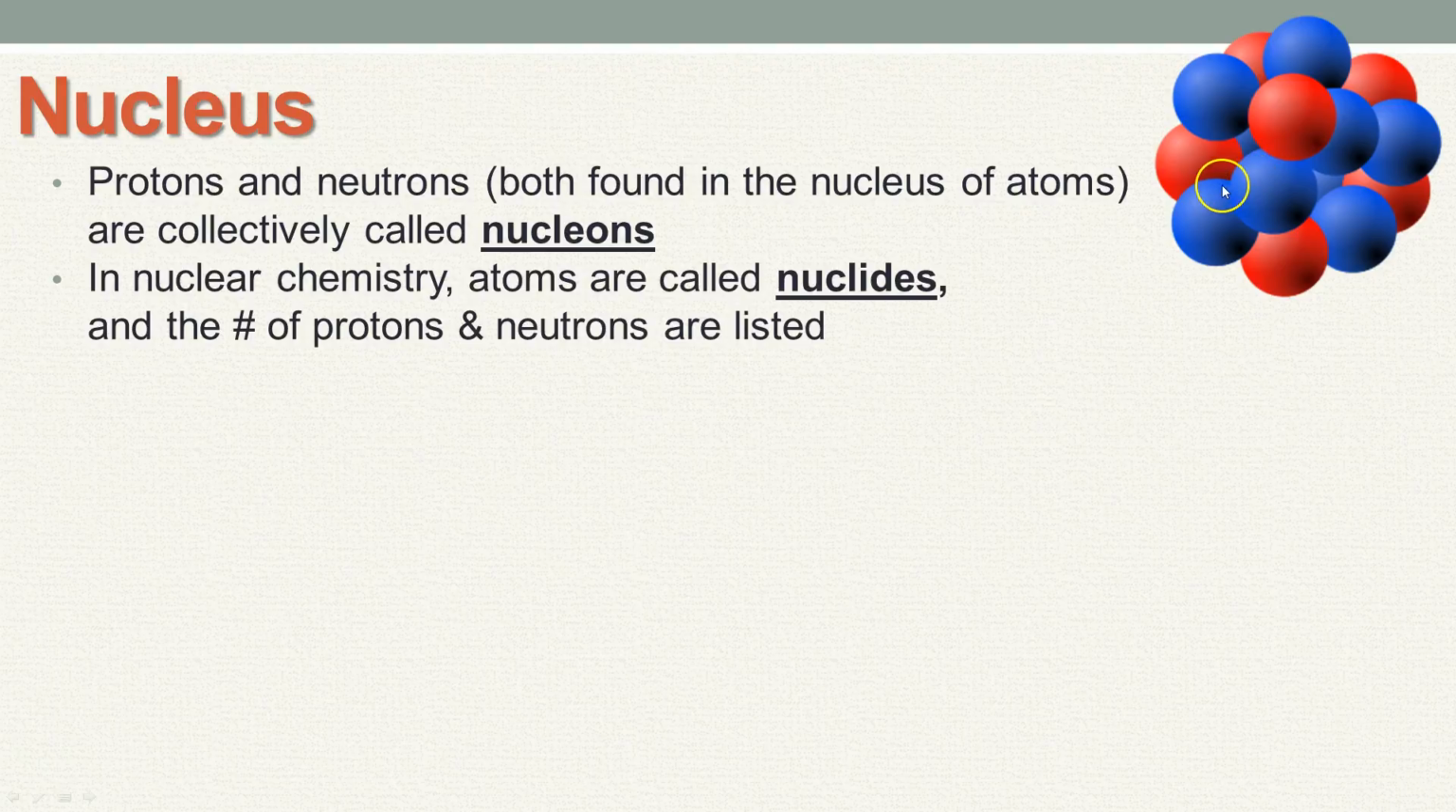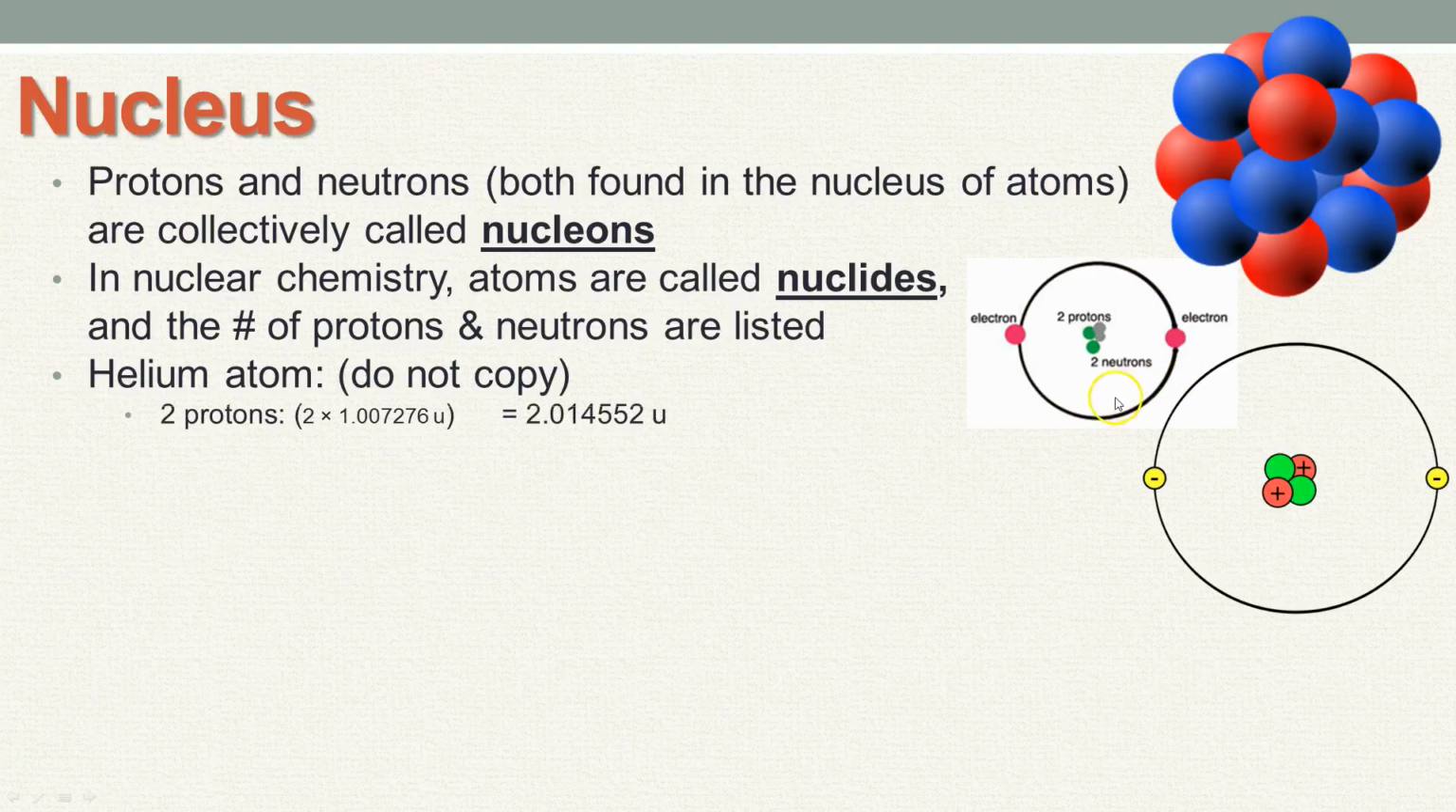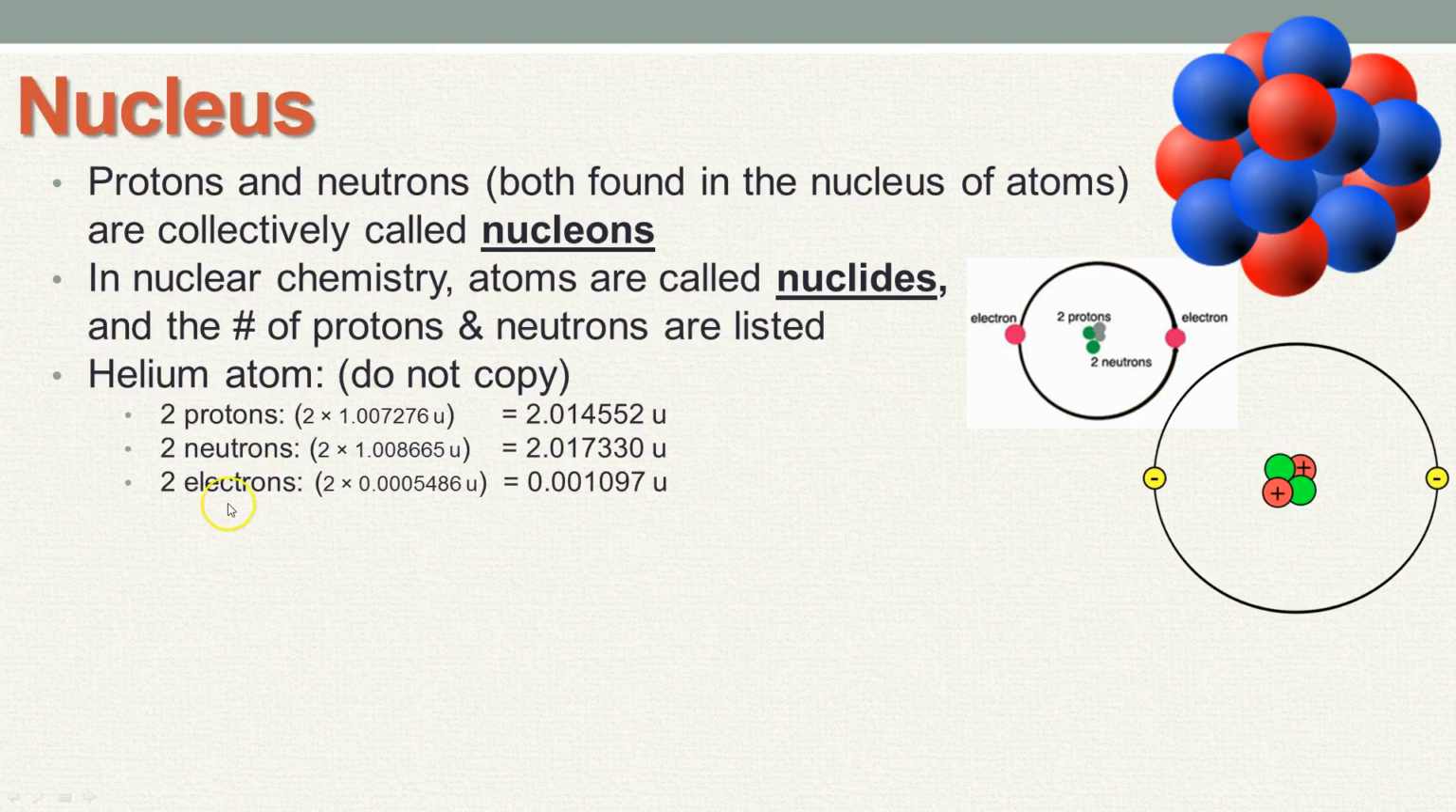In nuclear chemistry, we call an atom a nuclide, and the number of protons and neutrons is always going to be listed. Here we're looking at a helium nuclide, 2 protons, 2 neutrons, and of course 2 electrons. But for nuclear chemistry, what's happening on the inside is the most important stuff. So here, for an example, is a helium atom and the components that make it up. Don't copy this. So of course, a helium atom is going to have 2 protons, 2 neutrons, and 2 electrons.